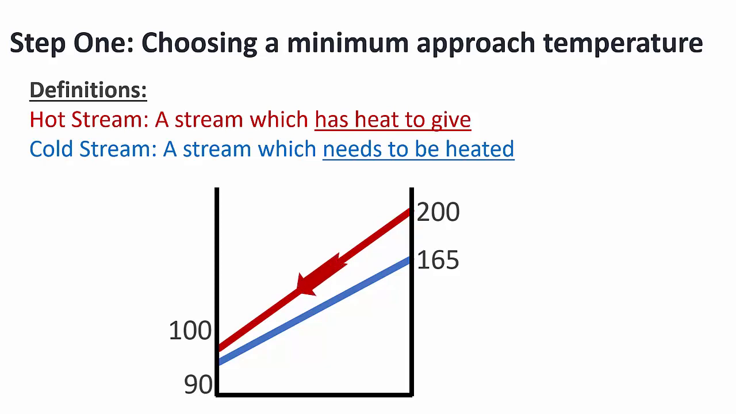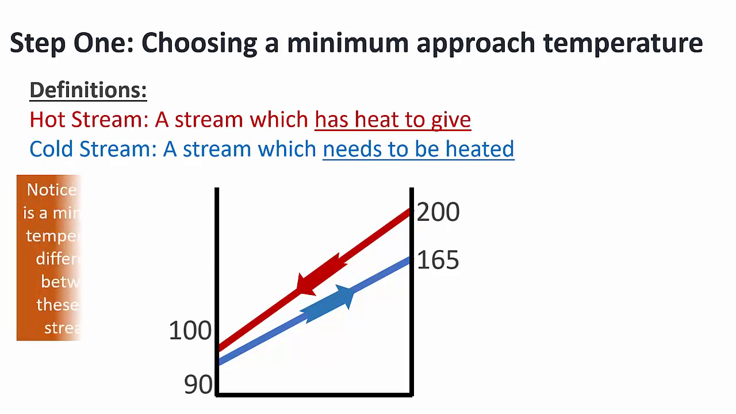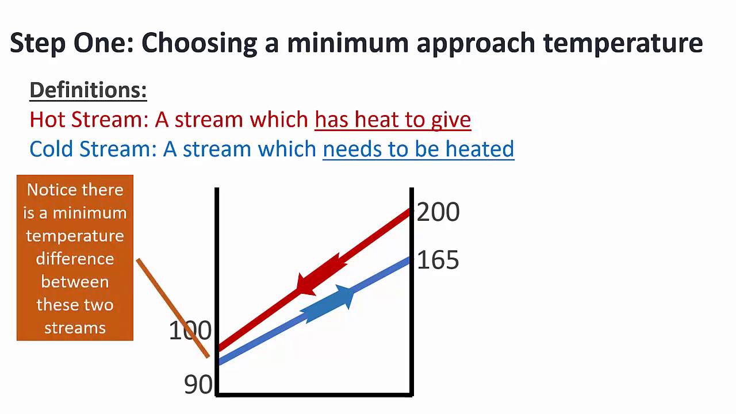The hot stream starts off at 200 degrees and at the outlet is 100 degrees. The cold stream starts off at 90 and exits at 165. Notice that these lines don't touch, they don't cross. There's a minimum temperature difference between these two streams at all times throughout the heat exchanger.